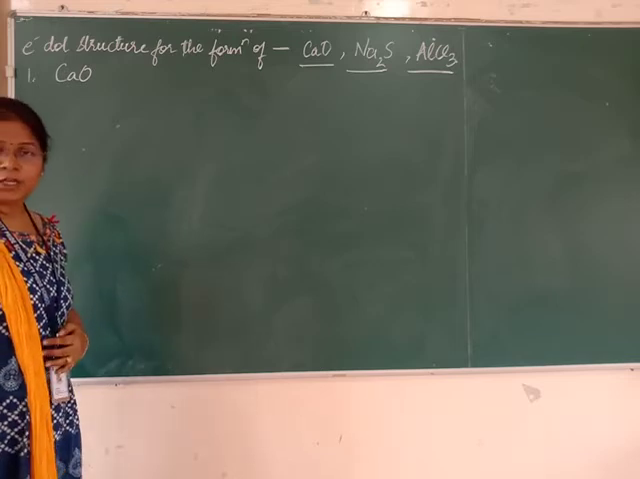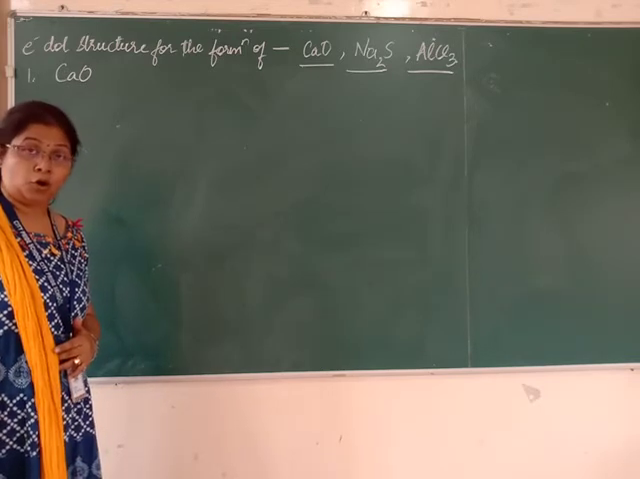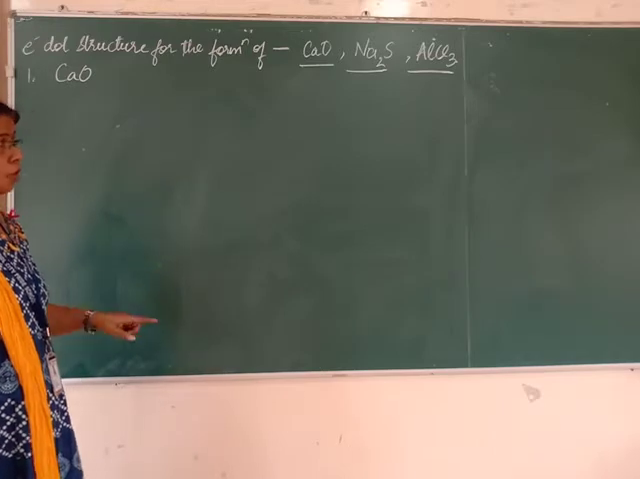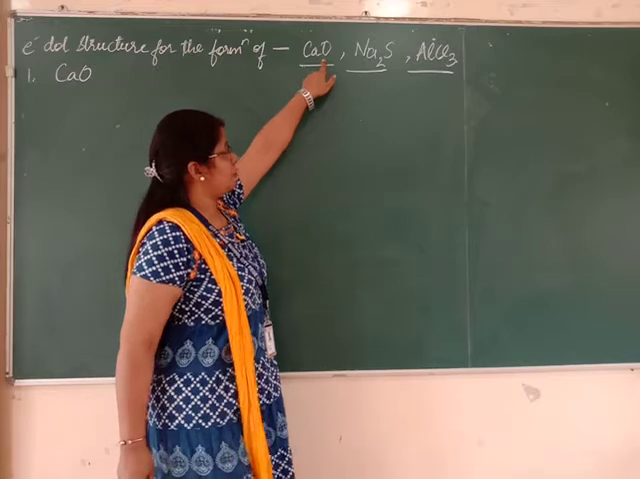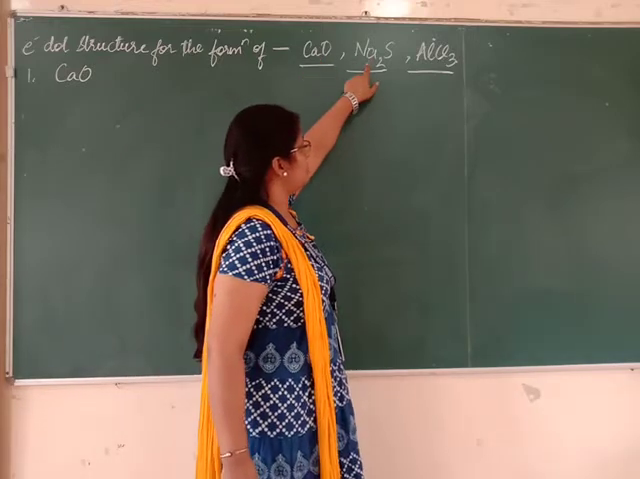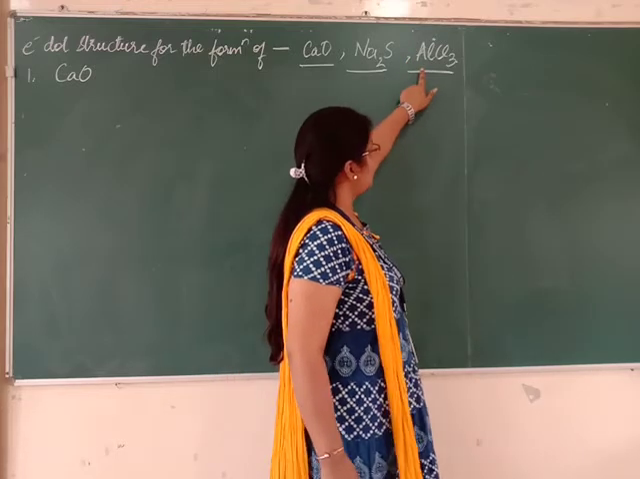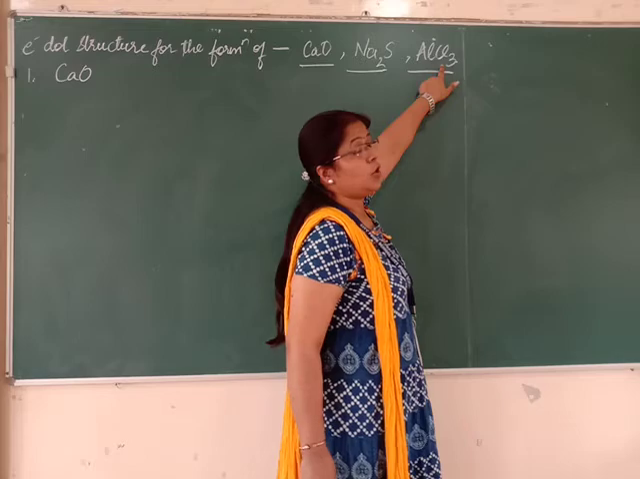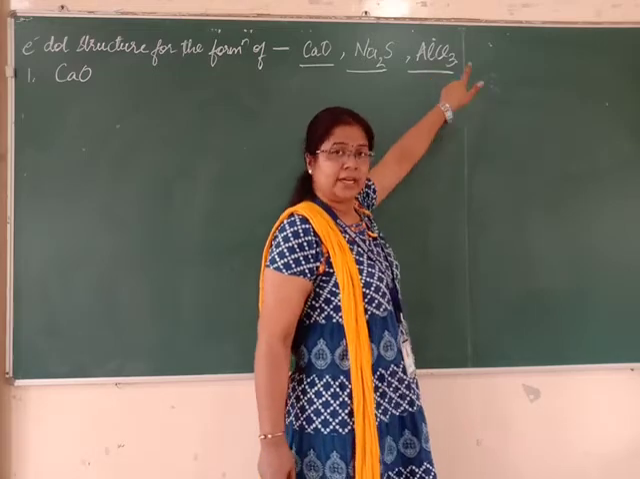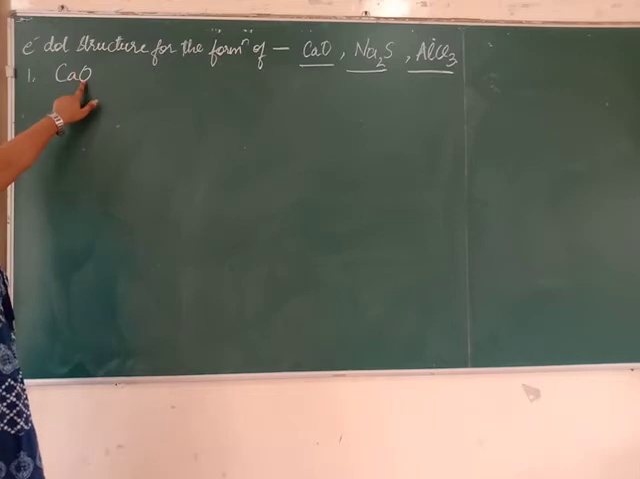Today we are going to learn some more ionic compound structures: the formation of calcium oxide by calcium and oxygen, the formation of sodium sulfide with sodium and sulfur, and the formation of aluminium chloride by aluminium and chlorine. Let's start. Formation of calcium oxide.